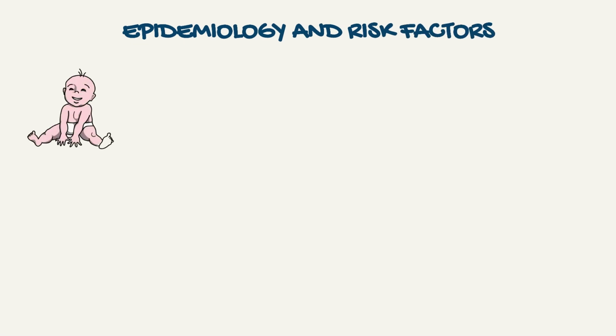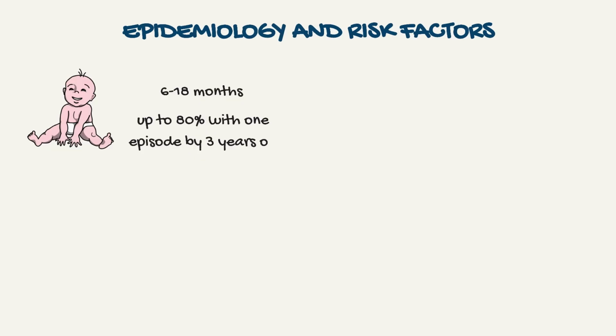Acute otitis media is overwhelmingly a disease of childhood. It's one of the most common reasons for pediatric primary care visits, with a peak incidence between 6 and 18 months of age. It's estimated that up to 80% of children will have at least one episode by the time they are 3. So why is it so common in this age group? This comes down to the risk factors.